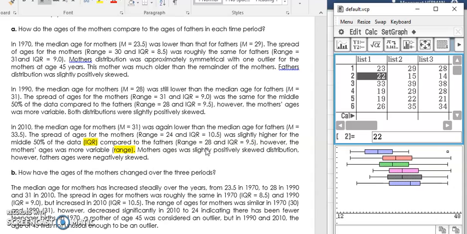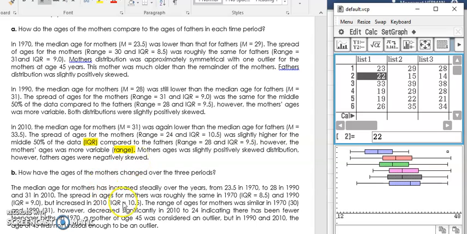Even though this is, I'm assuming, a hypothetical example that the textbook has made, it's safe to say that as the years have gone by, the ages of couples having kids tend to get older. So if we're looking for the best summary to summarize each group age for the mothers, we would just talk about the median, and this has steadily increased over time.